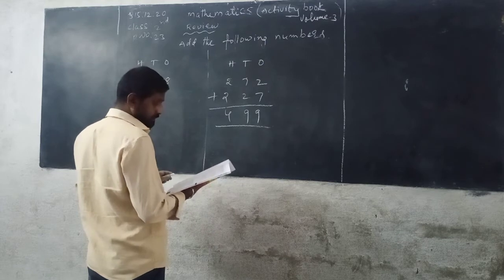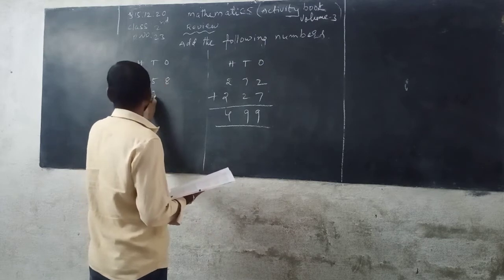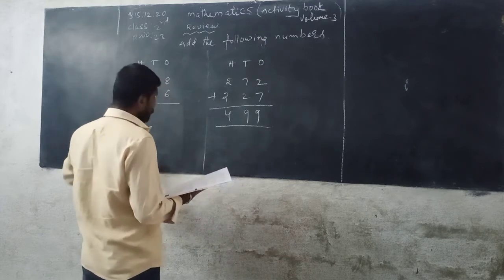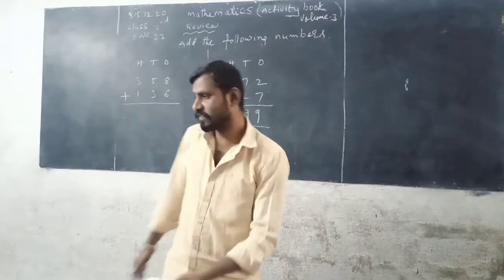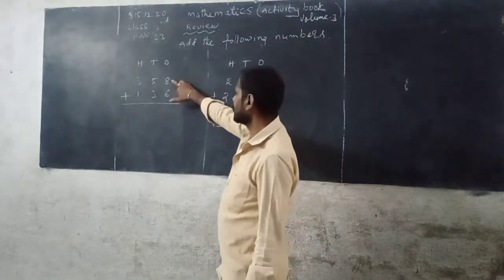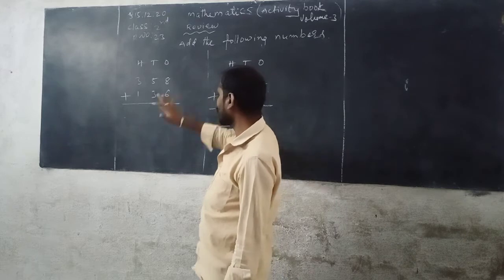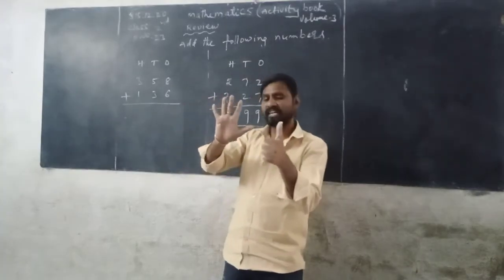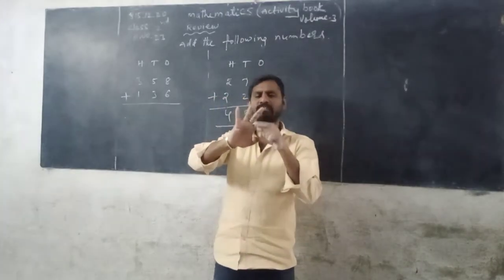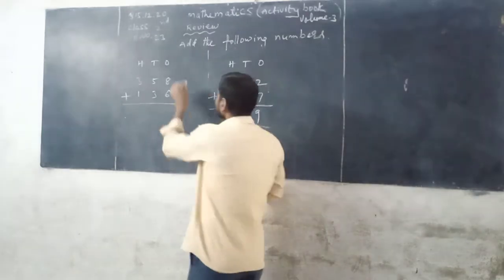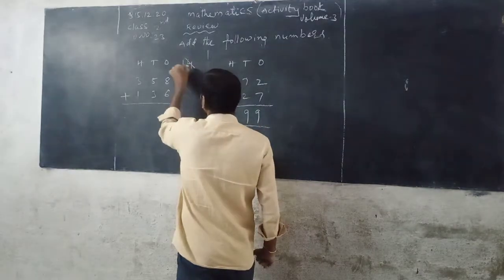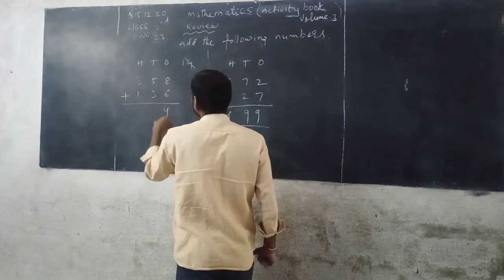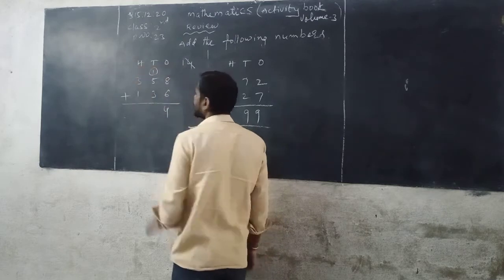$358 plus 136. First, add the digits in the ones place. 8 plus 6. Keep 8 in your mind and count 6 fingers. 8 after 9, 10, 11, 12, 13, 14. So 14 is a 2-digit number. You take 4 and write it down in the ones column. 1 is carried to the tens place.